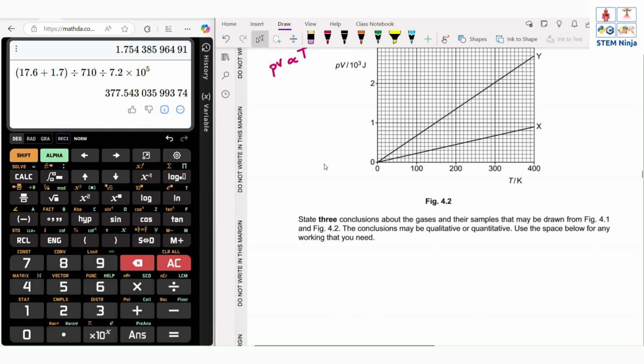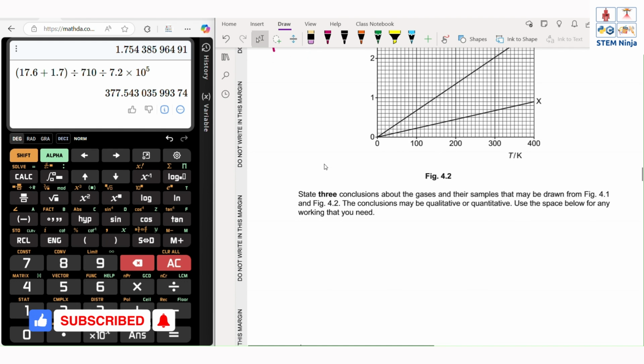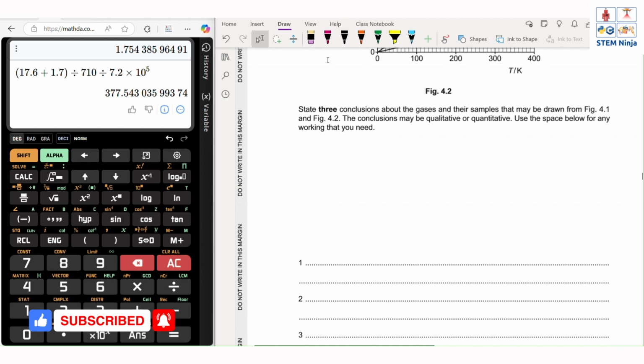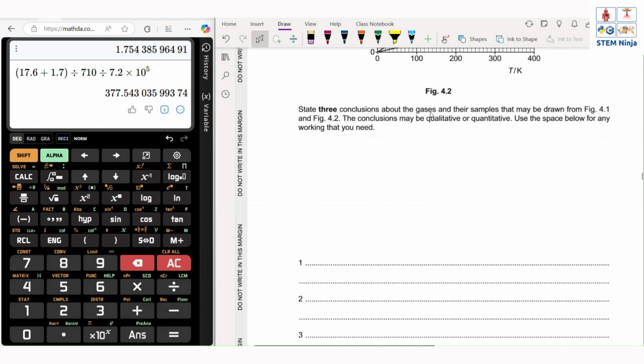So state three conclusions about the gases and their samples that may be drawn from the figures. Conclusion may be qualitative or quantitative. So we just need to state it. We don't need to explain the reasons for this. So both gases are ideal gas.